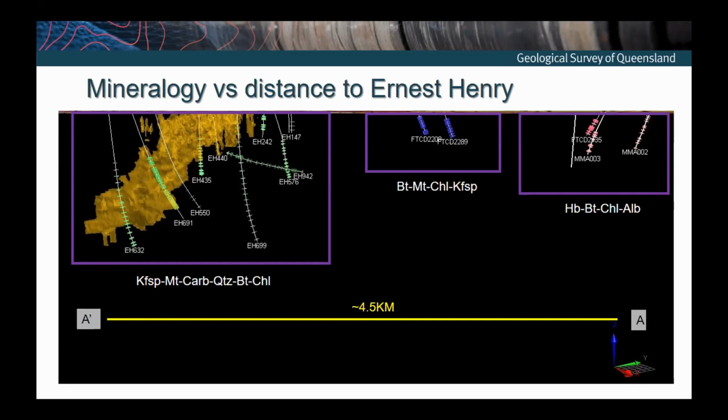And within a kilometer or so from the ore body, it's dominantly K-spar, magnetite, carbonates with biotite and chlorite. So let's have a look what happens in closer detail within that 1 kilometer. Can we see the difference between very, very proximal tens of meters of ore and more distal kilometer away?